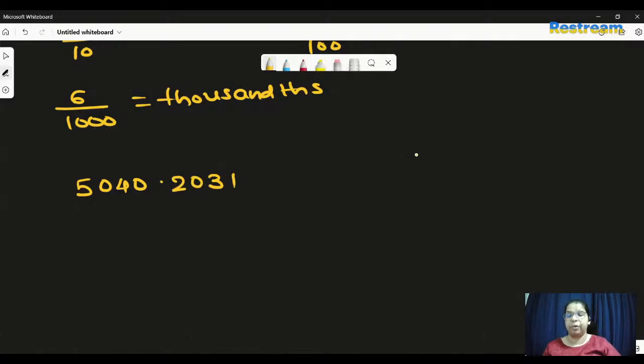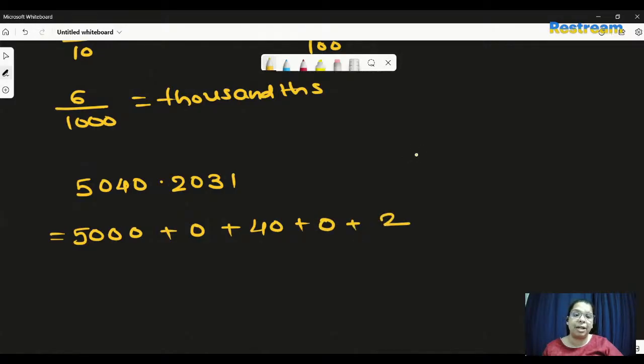0.2031. How will you write this in expanded form? So it's 5000 plus, we don't have anything in hundred place, so we don't have to write a zero. But just for practice in the beginning, you can just write a small zero over there. Then we have 40. And again in units place, we have a zero. So just for practice, write a zero over there.